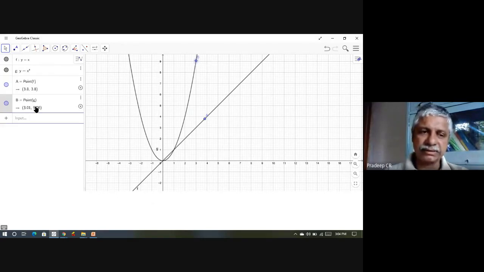So here it is. This is the x coordinate of b, and this is the y coordinate of b. As I move, you will see x and y coordinate both decreasing. And as I cross the x-axis, x coordinate continues to decrease, but y coordinate starts increasing. You can see that.